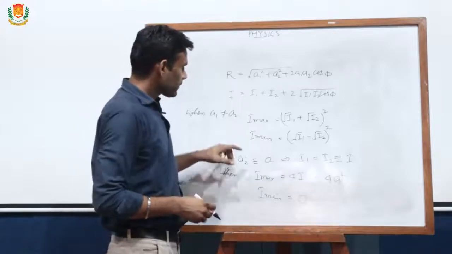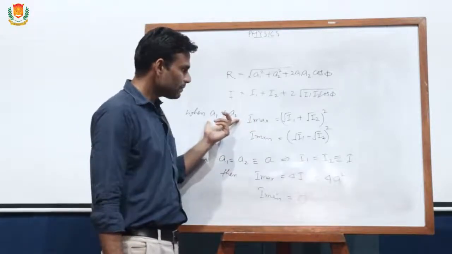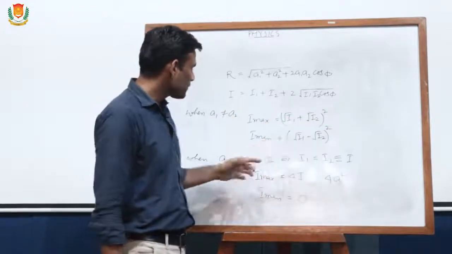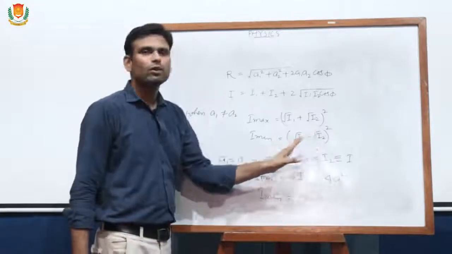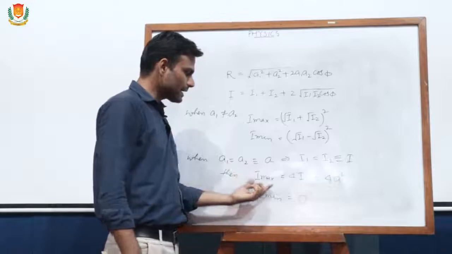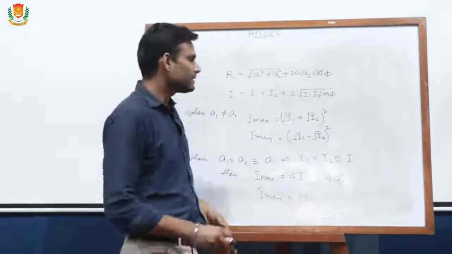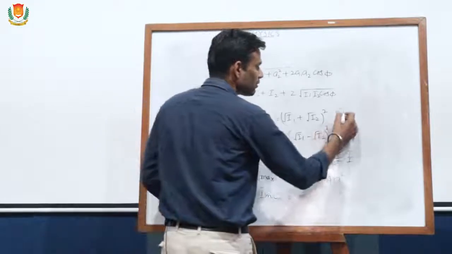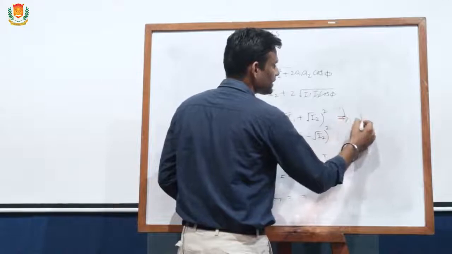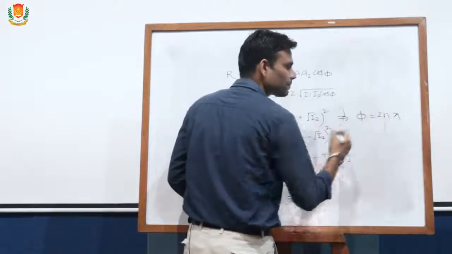I repeat here, the maximum intensity in the case when both the amplitudes are not the same is the square of square root of I1 plus square root of I2, and the minimum intensity is the square of square root of I1 minus square root of I2. And when both the amplitudes are the same, the maximum intensity is 4A square or 4I, and the minimum intensity is 0. The condition of getting maximum intensity was that the phase difference must be an even multiple of pi, right?